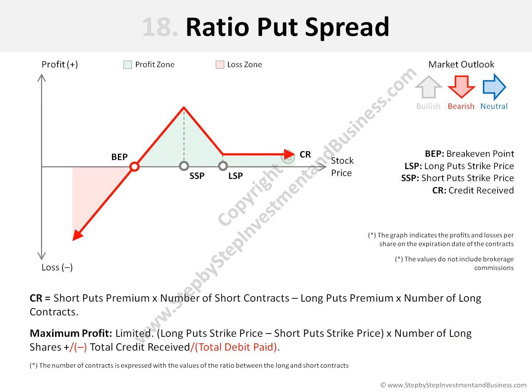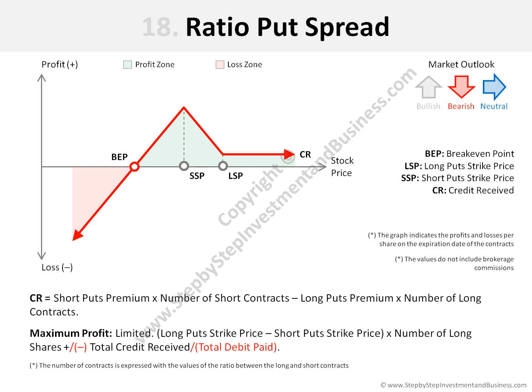Here we can see the risk graph of the position. What we are seeing is a graph with 2 axes. On the vertical axis, the profits and losses of the position are indicated, and on the horizontal axis, the stock price is indicated. It is important to mention that the graph indicates the profits and losses per share on the expiration date of the contracts, and besides, the values do not include brokerage commissions.